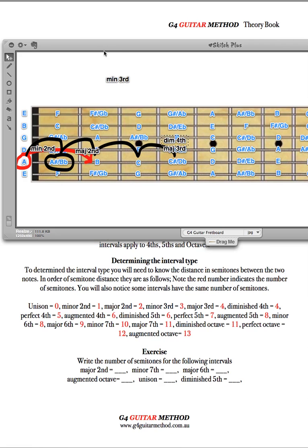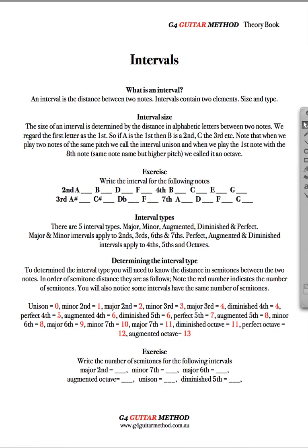Okay, so there's an exercise to do down here, and that's to write the number of semitones for the following intervals. Of course, you can easily look up here at the answer, but try and work it out. Try and memorize these intervals. Get to know what they are and the different types of intervals.